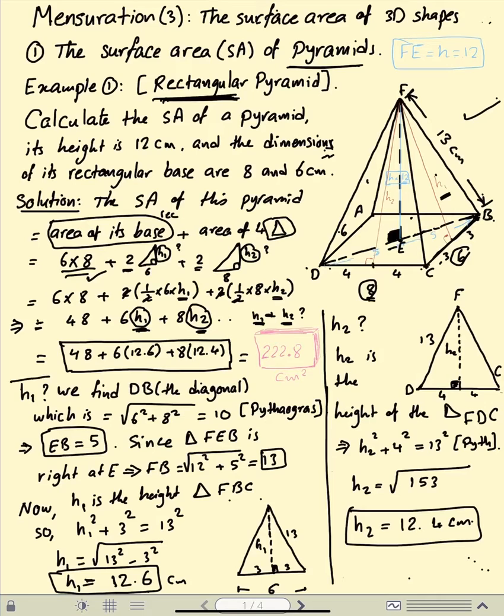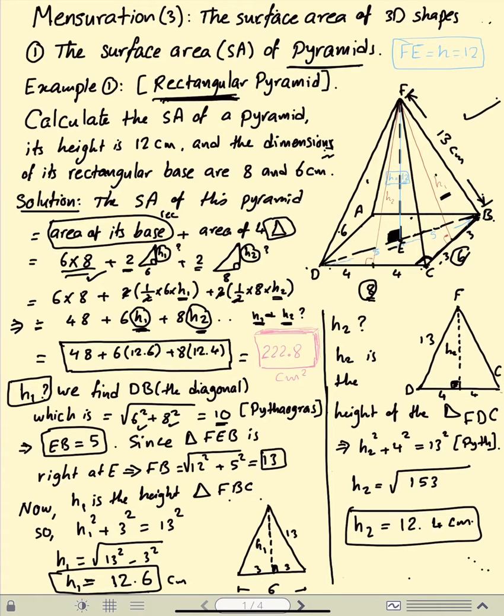To find h1, we have to look well at the shape. We have to find DB first. DB is the diagonal of the rectangle ABCD. ABCD is a rectangle, DB is a diagonal of the rectangle, so ADB is a right angle triangle. So DB by Pythagoras equals the square root of 6 squared plus 8 squared. By square rooting you will get 10.